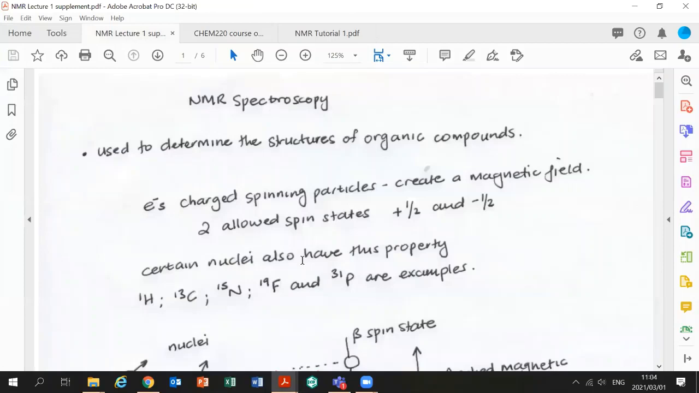With the section on NMR spectroscopy. So hopefully in the next half an hour to 45 minutes or so, you're going to get a brief introduction to what NMR spectroscopy is. Basically, it is a tool that organic chemists and biochemists use in order to determine the structures of organic compounds. So why would you need to determine the structure of an organic compound?